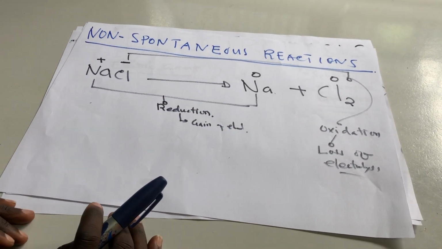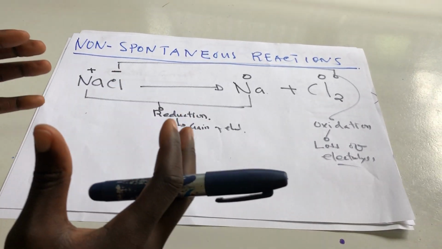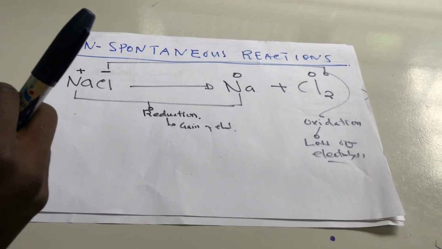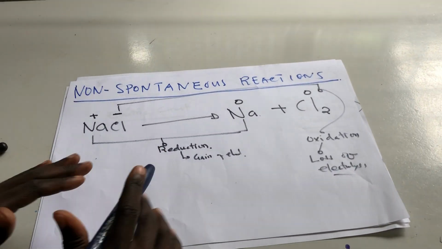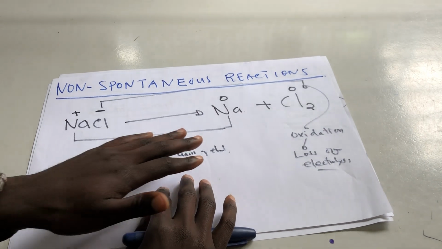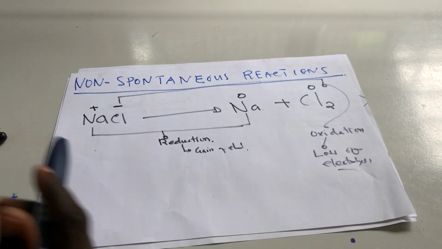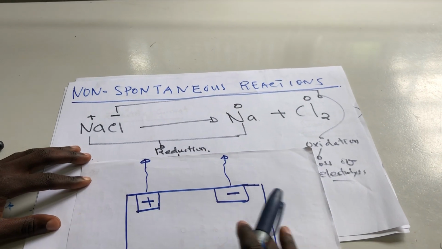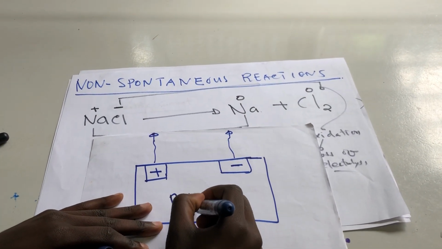Haiwezi kutokea hii reaction. So this type of reaction ambazo haziwezi kufanyika bila lazima uziweke condition fulani. This is what we call non-spontaneous reaction. But under certain conditions this reaction can occur. Mfano, ukitumia umeme such as battery. This is battery which is a source of current.